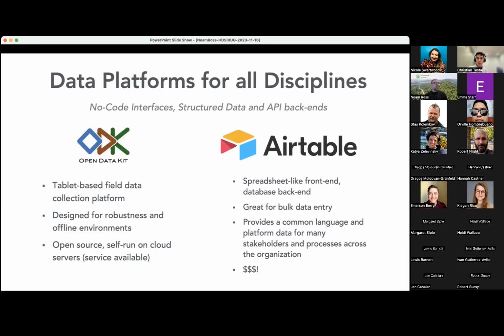And so you need to develop tools or have platforms that are usable by people who have different types of workflows simultaneously. And one of the big things that we found is super important in this space is having no code interfaces for data sharing and for data entry and exchange. There are two that we really like and use a lot. One is called Open Data Kit. Open Data Kit is what we use for all of our field data collection.